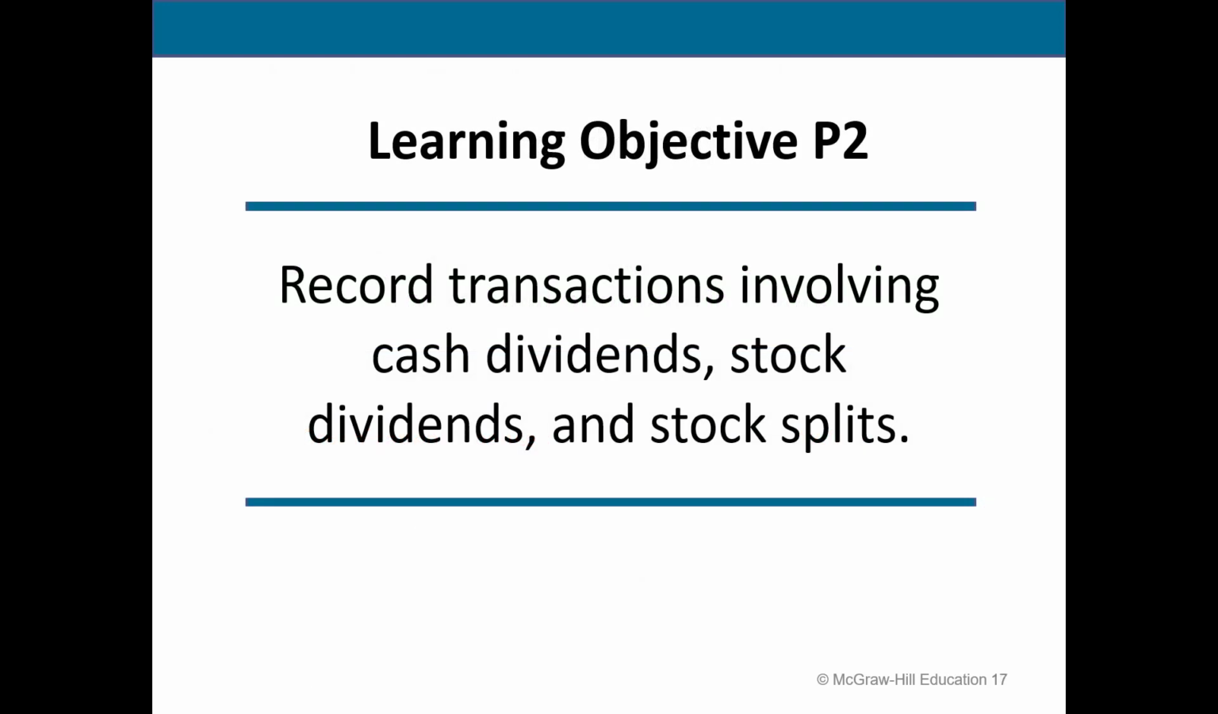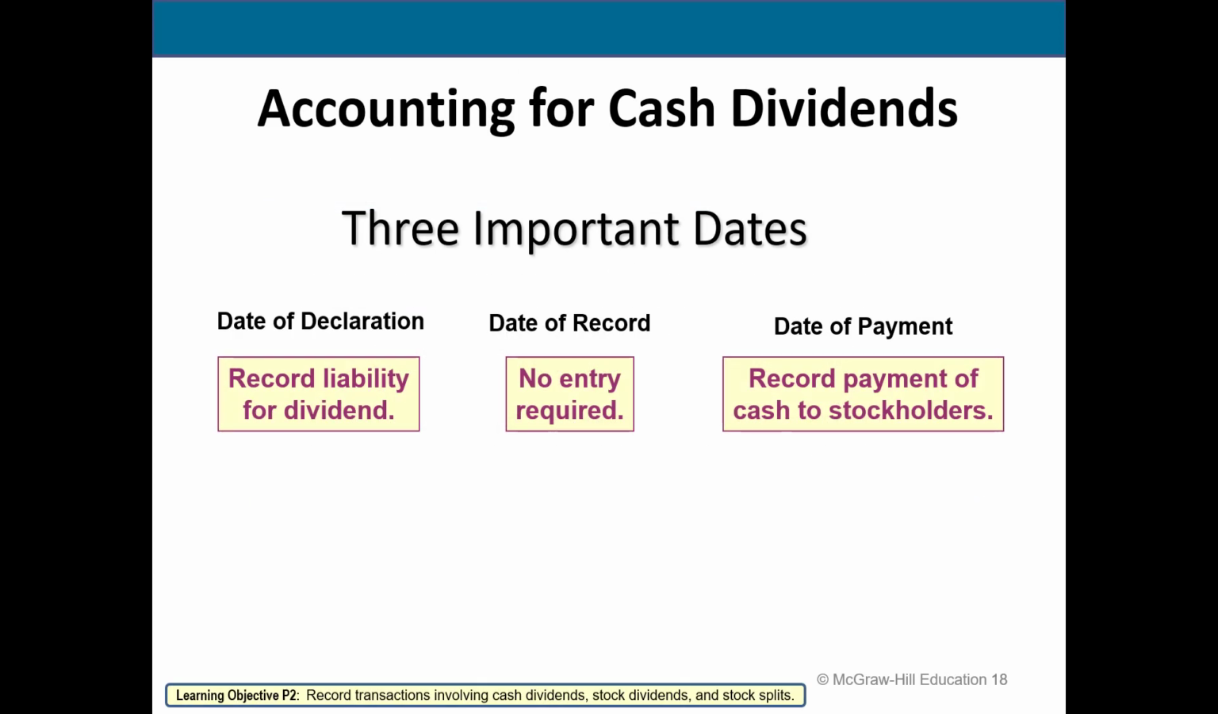Next, we will look at dividends. We have 3 important dates related to a dividend. The date of declaration, which is the date a liability is recorded. The date of record, which is the date that they determine who owns the stock. And the date of payment, which is the date that the dividend payment is made.